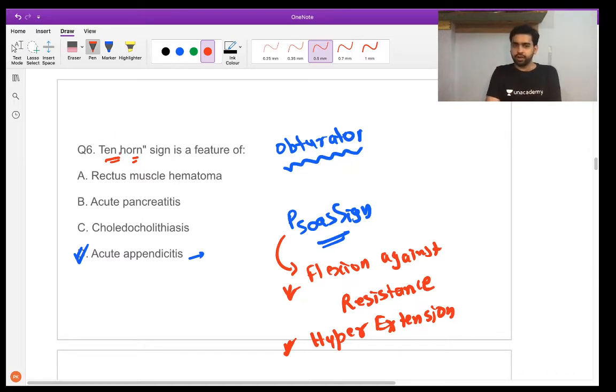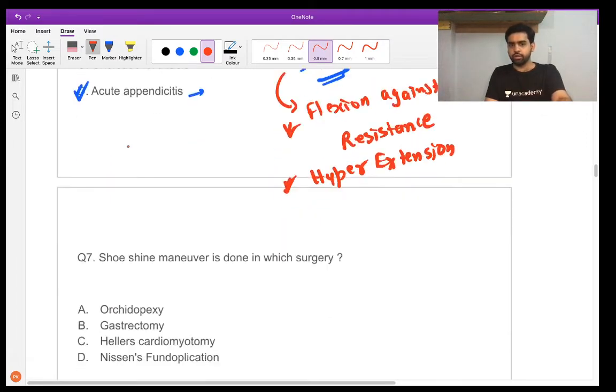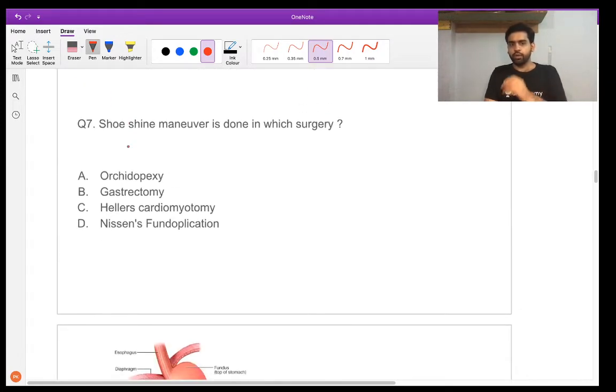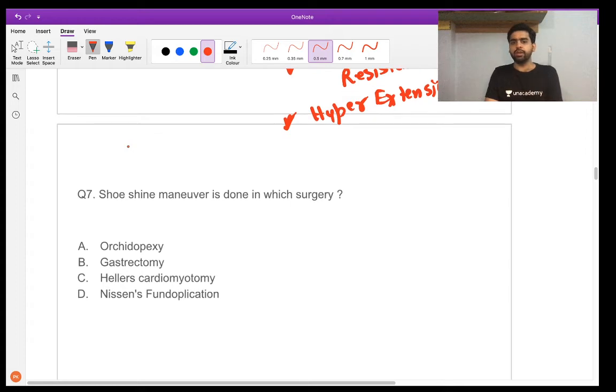Tenhorn sign is not very important, but it was asked once, so I just thought of taking it over here. Now, what is the Shoe Shine manual? The Shoe Shine manual is used in which surgery? Now, this is a new question, you might not know it, just try to attempt it. I want you to attempt, guys. Sanjana, Shraddha, what is the answer? I'm waiting for your answer, guys. So Madhu is saying Nissen's fundoplication.